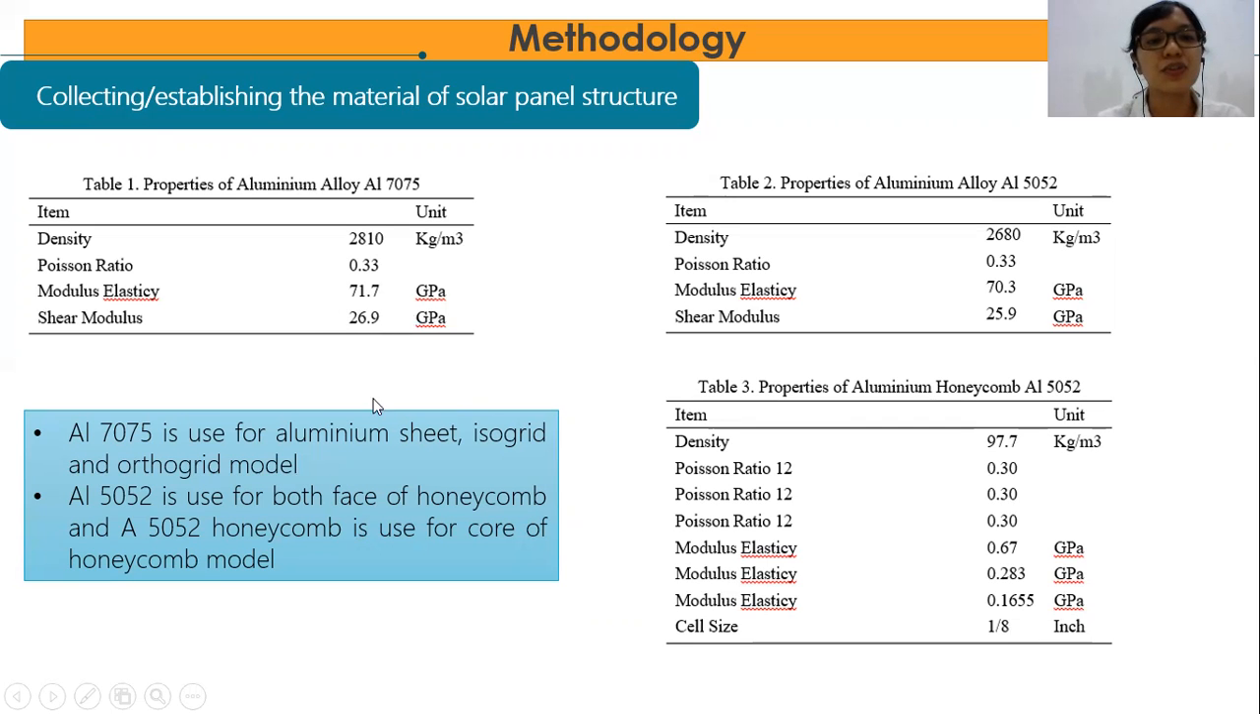These properties are used for the aluminum sheet, isogrid, and orthogrid models. This is the properties of aluminum alloy AL5052, and this is the properties of aluminum honeycomb AL5052. The difference is the density, of course. This property is used for both the top face and bottom face, and this property is used for the core of the honeycomb model.